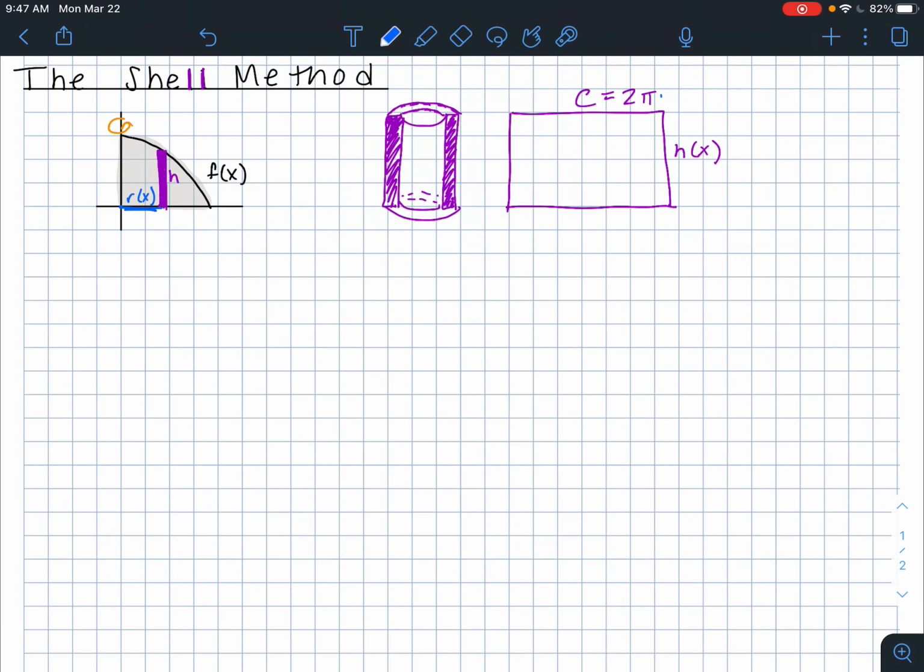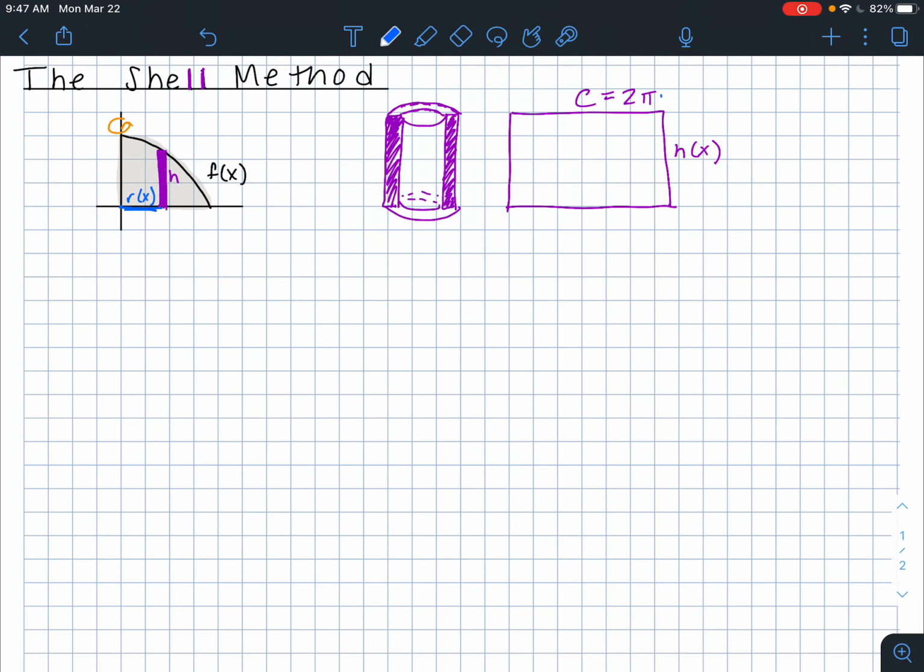So the key here is for shell method, the rectangles are parallel to your axis of revolution. So I'm just going to go through a couple of examples to show you why I like this so much.